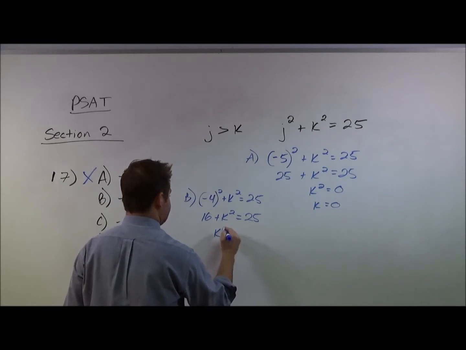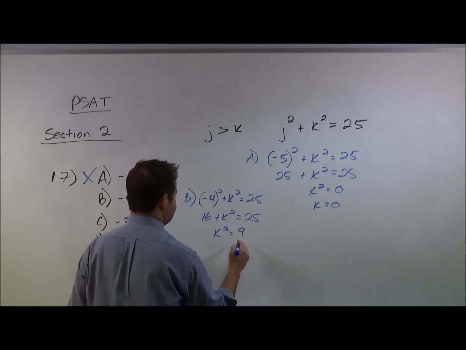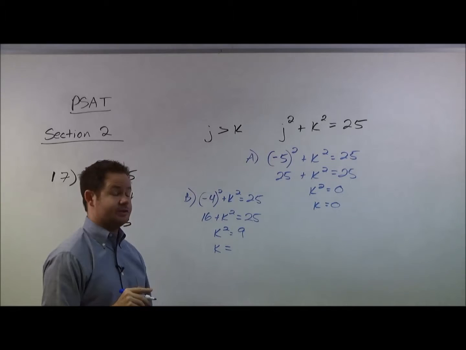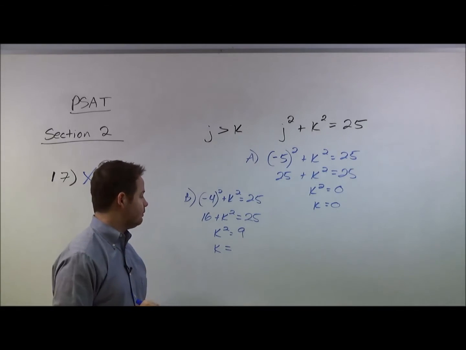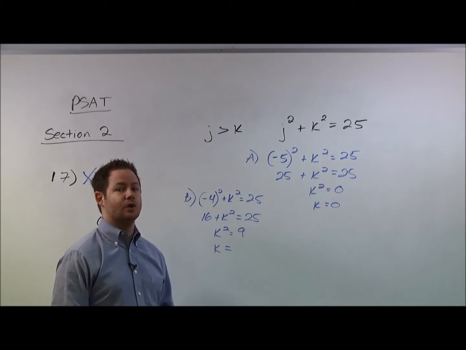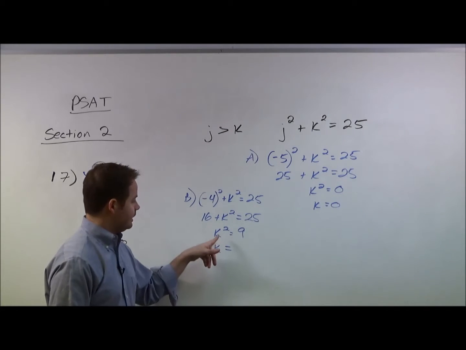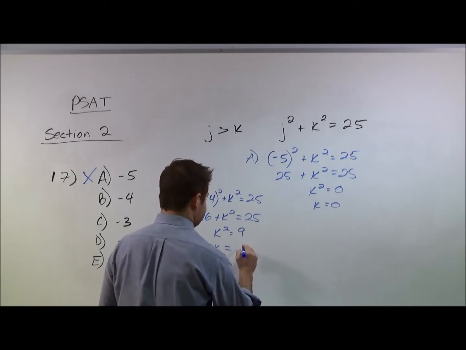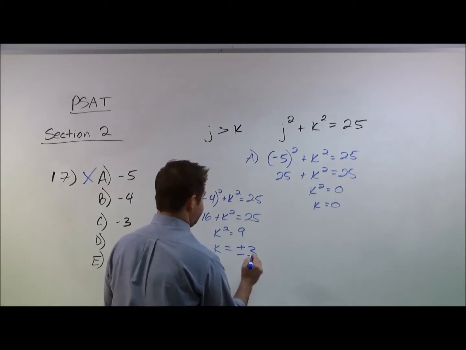Subtract 16, K squared equals 9, which means that K equals, so a lot of you might look at this and say 3, but make sure that you remember for PSAT and SAT, and this is true of math always, but it'll show up a lot on these tests. When you take the square root, you can get both a positive or negative result. This could be positive or -3.